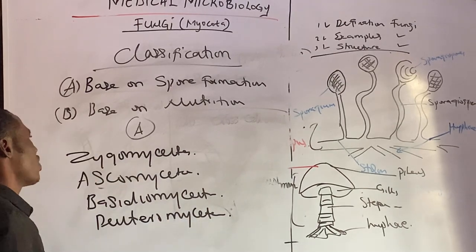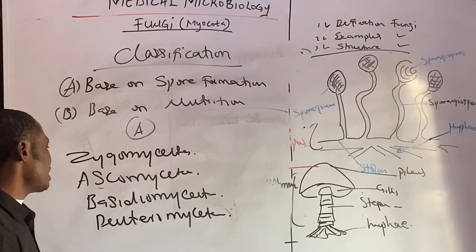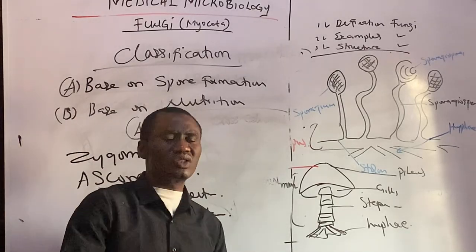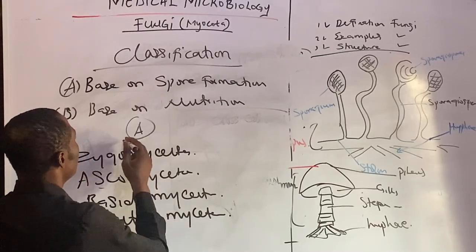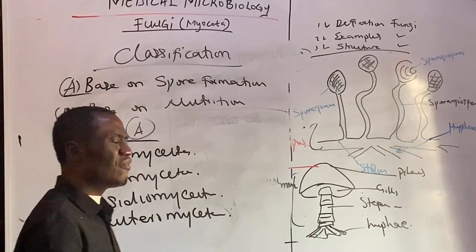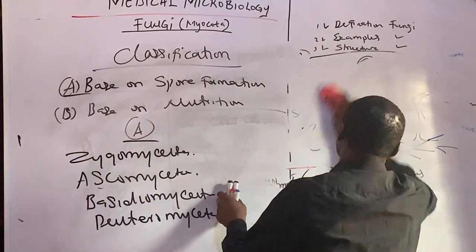Deuteromycetes. So this one we talk about. The zygomycete, ascomycete, basidiomycete, and deuteromycete. There are still lots of those also. Now, this classification is based on the spore formation. But if it is based on the mode of nutrition, then we have to talk about another thing.